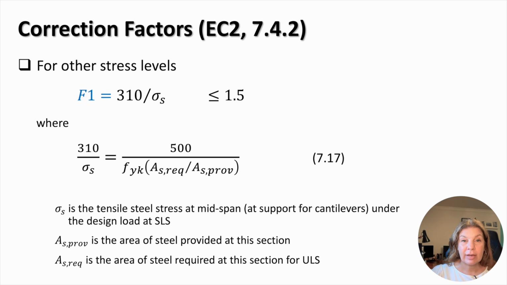The first correction factor accounts for deviations from the assumed stress in the tension steel. F1 is calculated as the ratio between the assumed stress of 310 megapascals and the expected level of stress sigma s. This ratio can be substituted with the expression taking into account the variation of steel yielding strength from 500 megapascals and the amount of steel provided over the required by the ultimate limit state design. F1 should be smaller than 1.5.